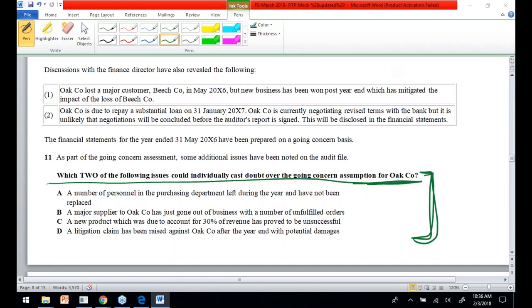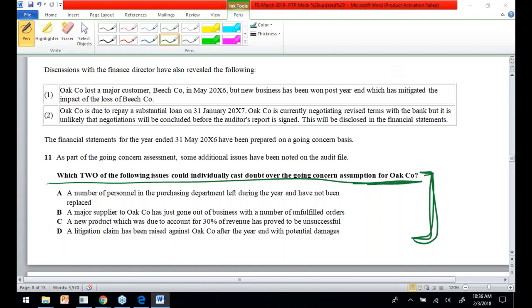A new product, which is due to account for 30% of revenue, which is a hefty amount, has proven to be unsuccessful, which means inventory will be now unsaleable. Also, revenue will also be affected. So two important accounts will be affected, inventory and revenue. This will also affect going concern. A litigation claim has been raised against Oak Company after the year end with potential damages totaling 3% of this year's profit. You know that 3% is immaterial because materiality benchmarks are 5 to 10% of profit before tax.